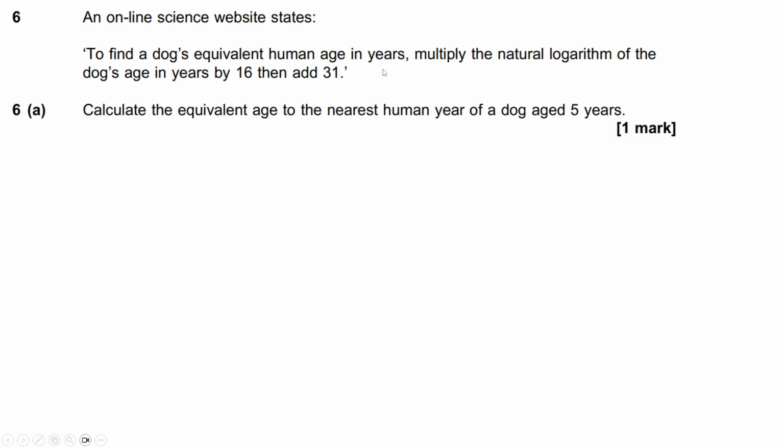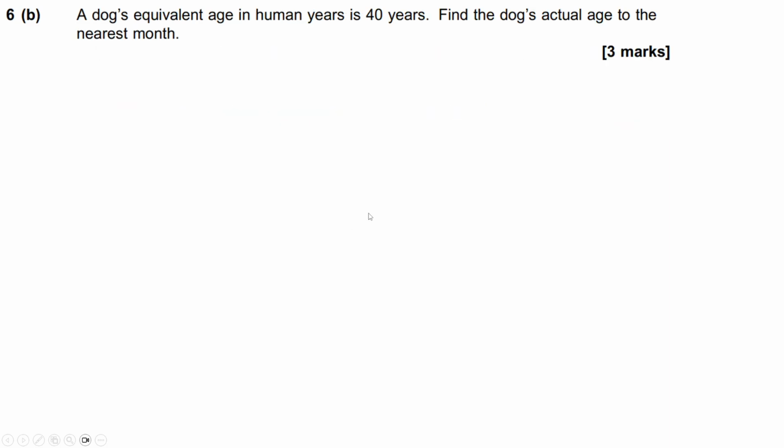To find a dog's equivalent human age in years, multiply the natural logarithm of the dog's age in years by 16, then add 31. So 16 log 5 plus 31, and that's approximately equal to 57 if you put that into a calculator.